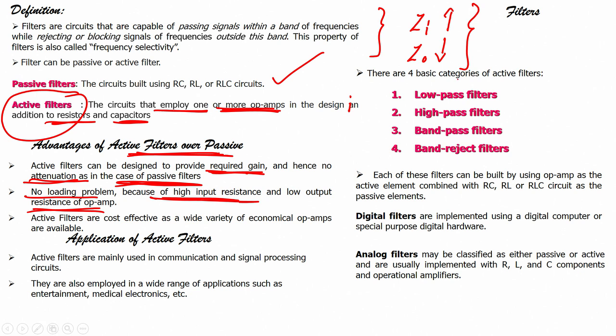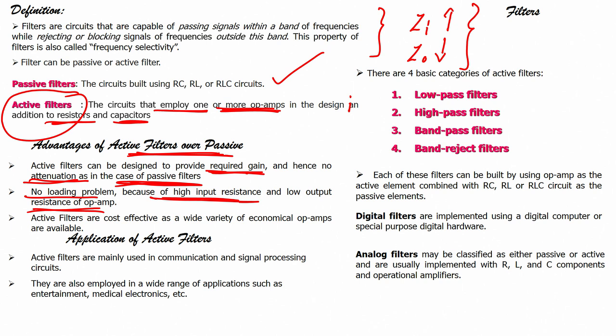and we will see what the loading effect is in the experiments as well. We will see how the loading effect can be removed when we perform the experiments. So, the advantage is that when we use an op amp, the loading effect can be avoided. So, no loading problem in the case of active filters.